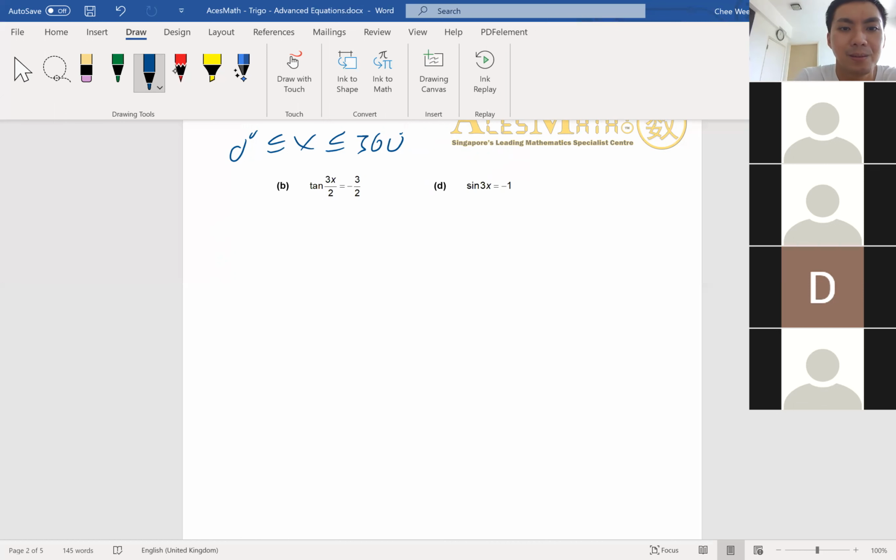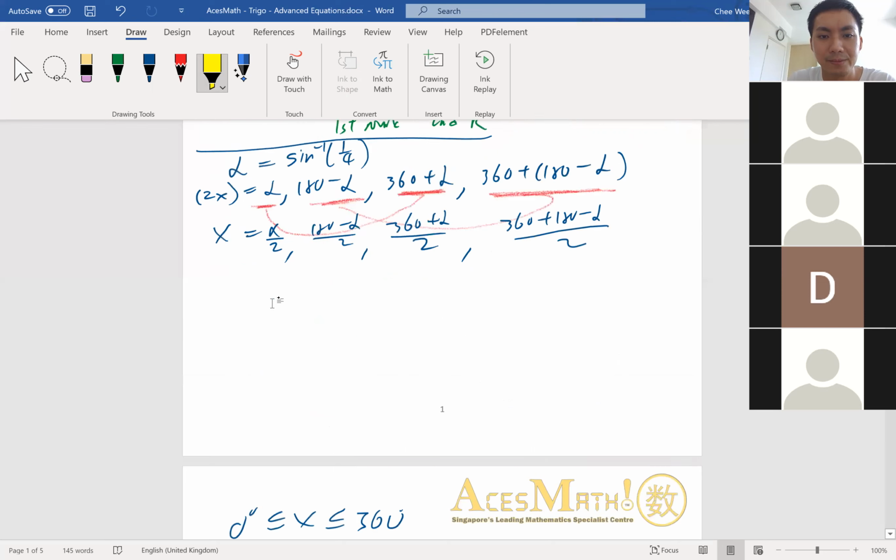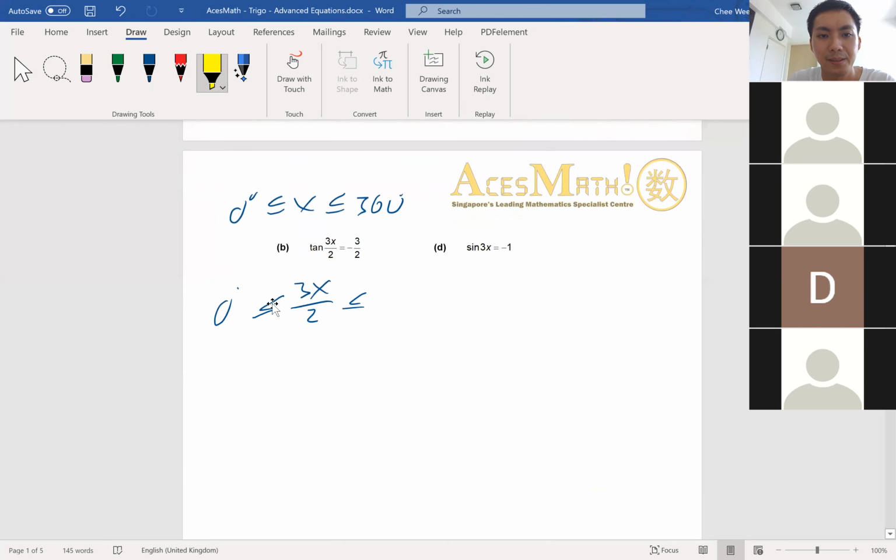3x over 2 is now between 0 and negative 3 over 2. No, as in the new domain to be scanned. Like this step, this thing here. So it'll be 3 over 2 times 360. So it's 540. Understand?